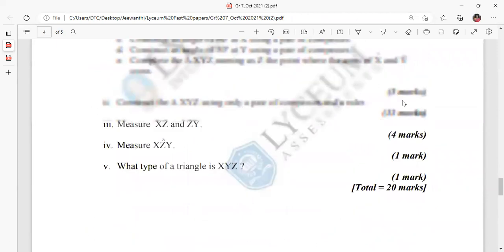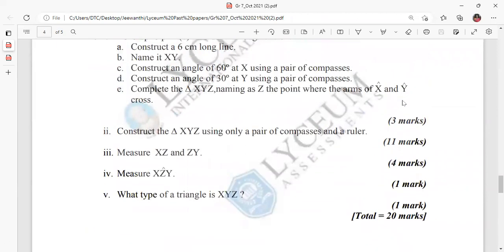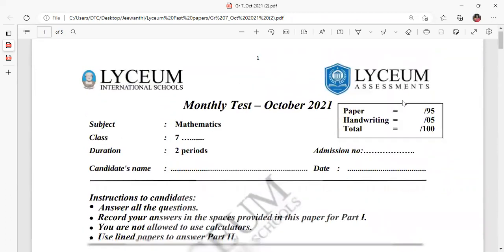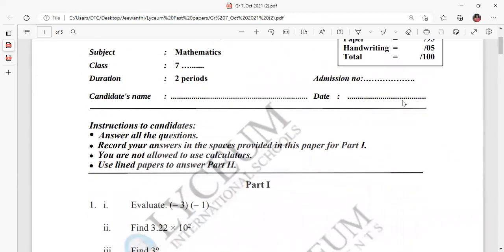You don't get the marks for that because you have not used the line papers. Because the instruction says for part 2, you want to use the line papers. Likewise, if you have not done anything which you were asked to do, then you don't get the marks. Therefore, please be mindful when you are doing the exam papers. The very important thing, you want to read the instruction.